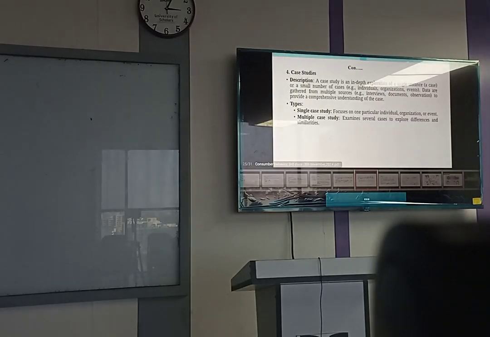Case study. A case study is an in-depth exploration of a single instance. It can be a case or it can be a number of cases. So this case can be individual, this case can be organizational as well. Data are gathered from multiple sources like interviews, documents, observation. So that means we can get the data of the case study from interviews, questionnaires, different ways.